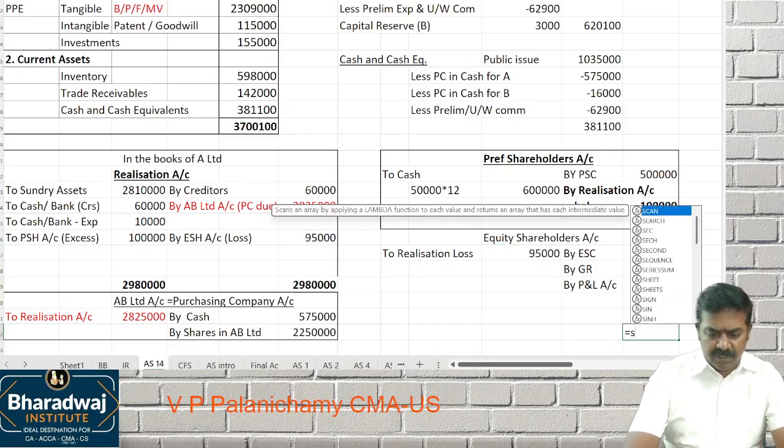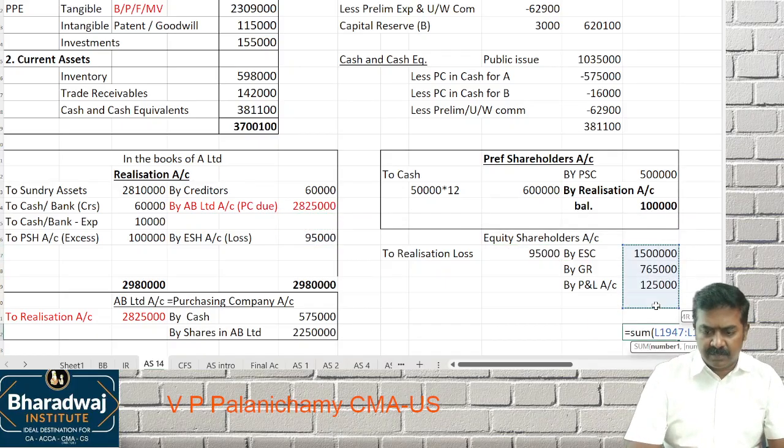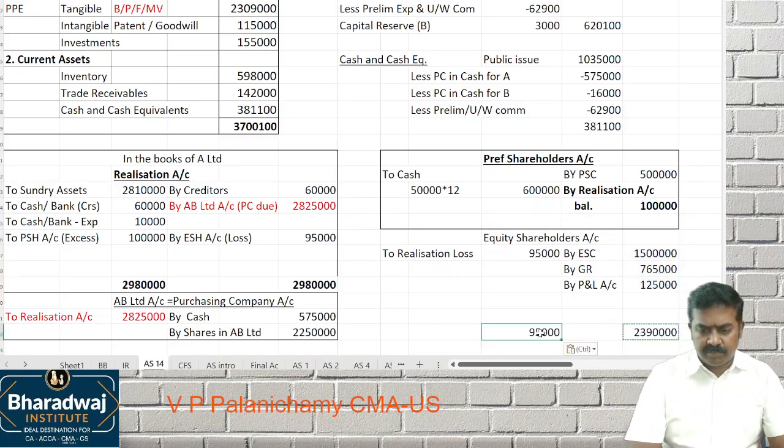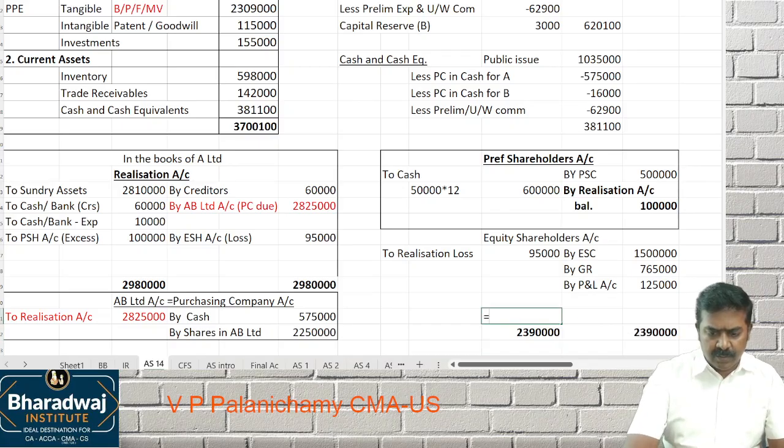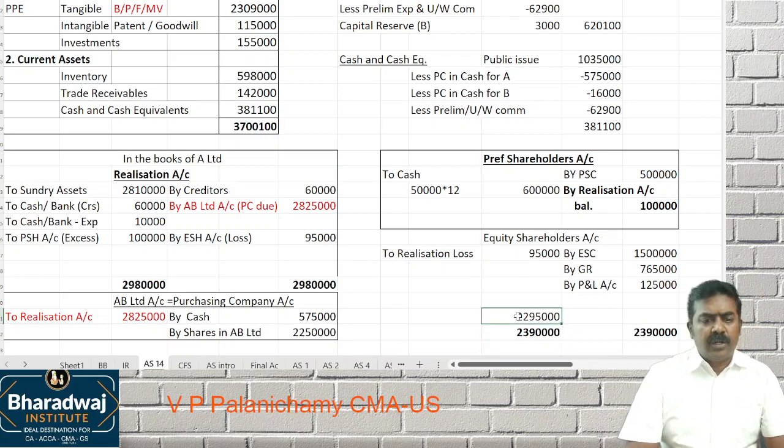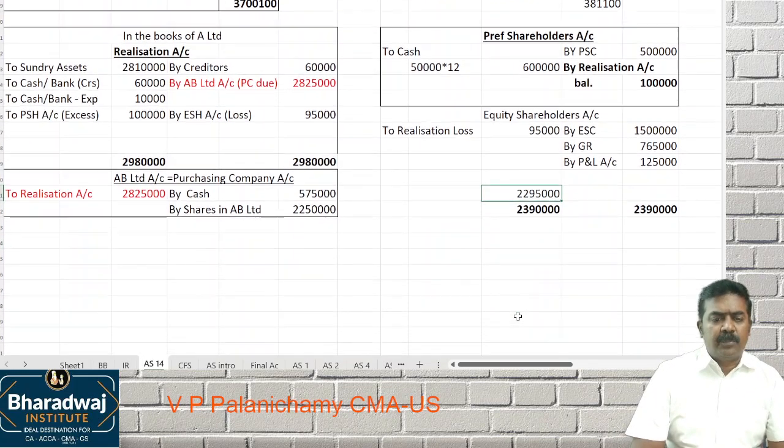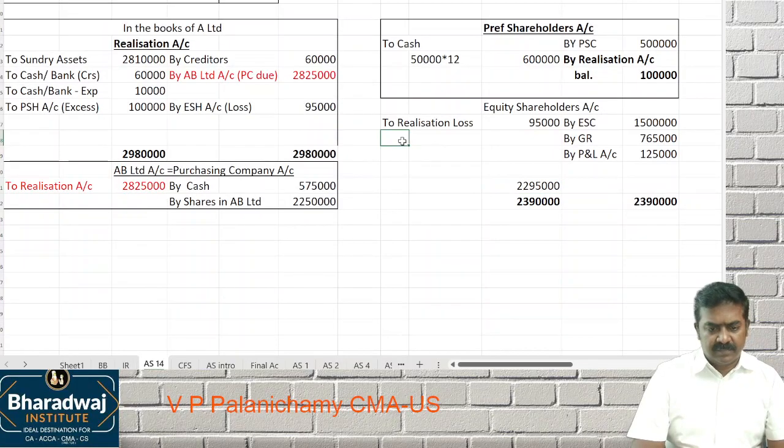If you tally the equity shareholders account, you will know how much is to be settled. Balance all over. How much balance do we have to pay? 23 lakh 90 minus the 95,000 loss. How much do we have to pay? 22 lakh 95,000 we have to pay. How to pay? We got shares in AB Limited. How much shares did we get in AB Limited? 22 lakh 50,000 we got.